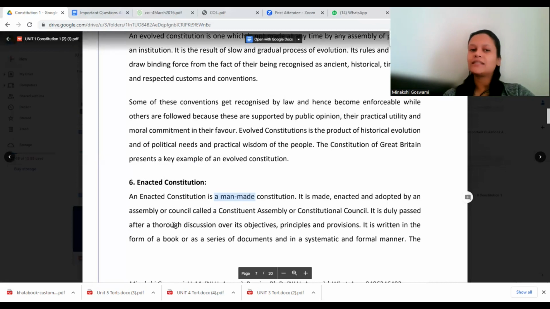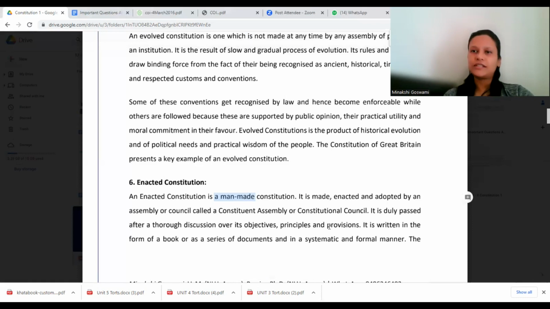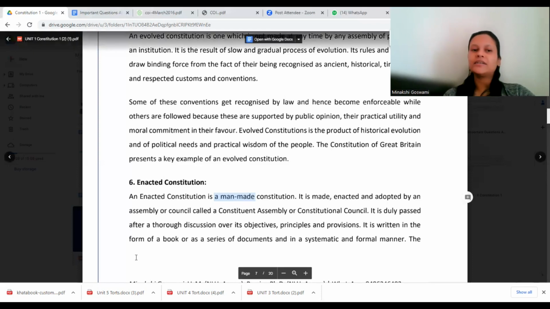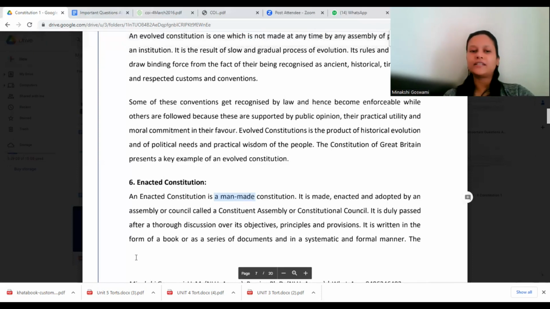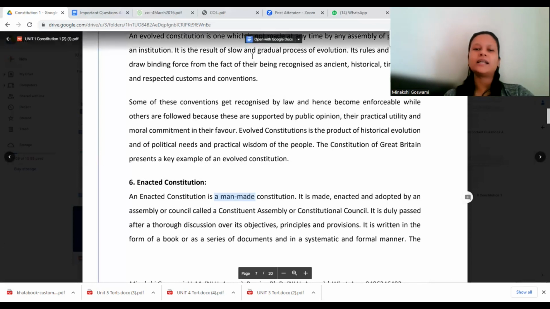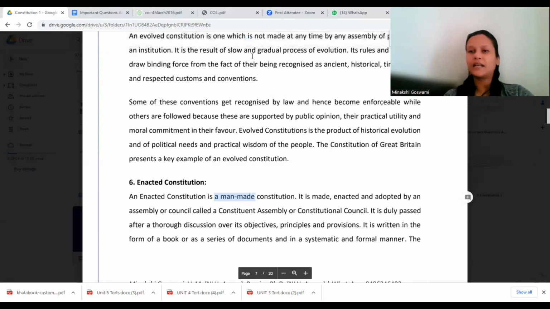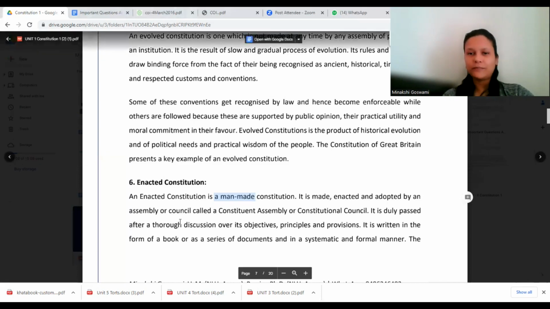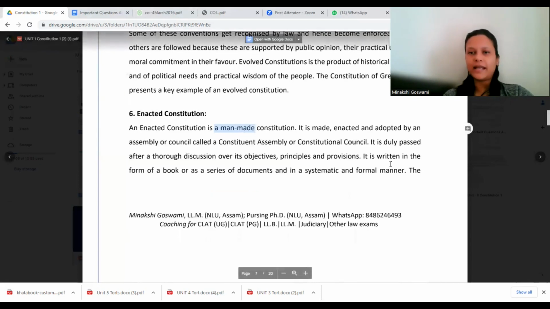It is duly passed after thorough discussion over the objects, principles, and provisions. In the Indian situation also, we have seen so many debates and discussions, and it took so much time to finally have the constitution. It is written in the form of a book or a statute, or as a series of documents, in a systematic and formal manner. In the Indian constitution also, we see everything is written or provided in such a well organized way. So this is nothing but an enacted constitution.